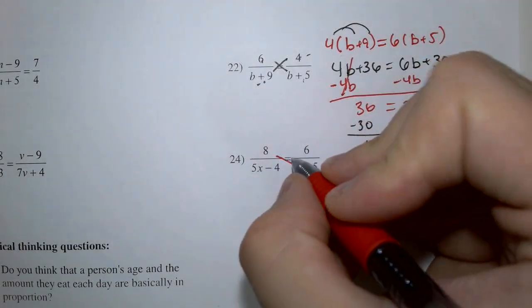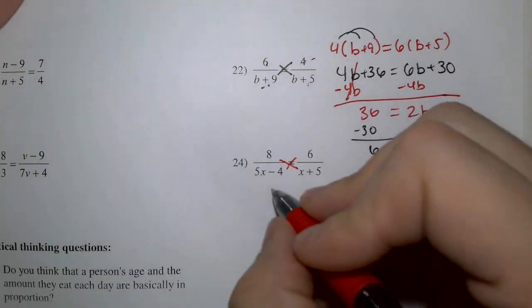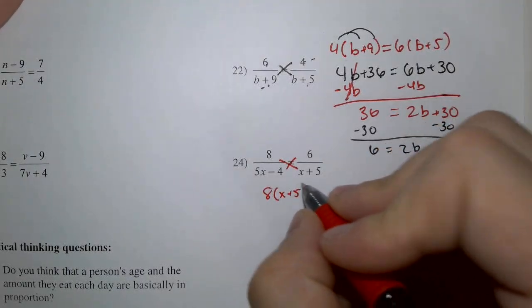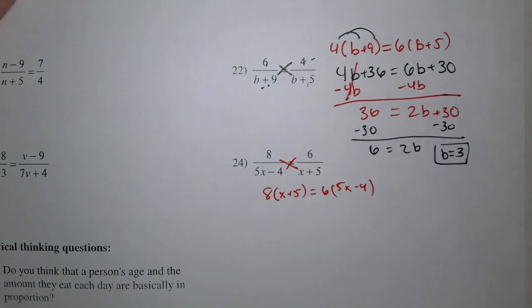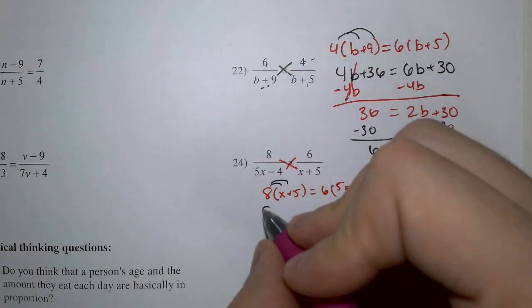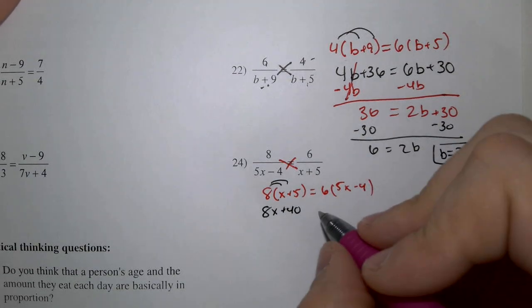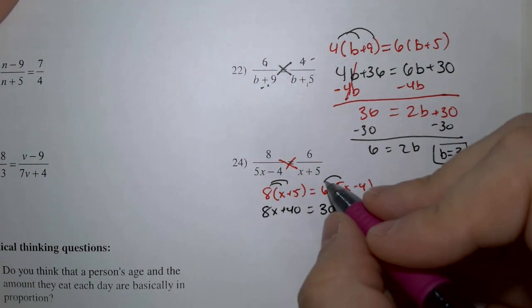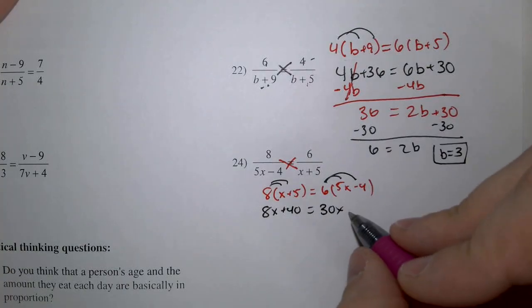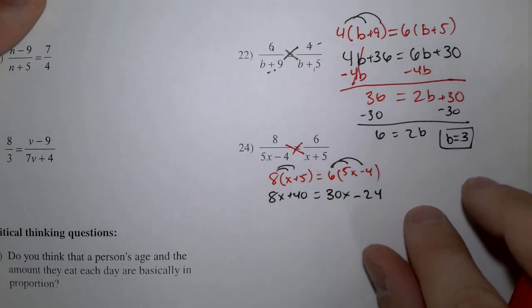We're still going to cross multiply. We got 2 problems left. I'm thinking about doing the challenge problem at the end. We got 8 times x plus 5 would equal 6 times 5x minus 4. Let's distribute the 8. We get 8x plus 40, 8 times x and 8 times 5, would equal 6 times 5x is 30x, and 6 times negative 4 is negative 24.